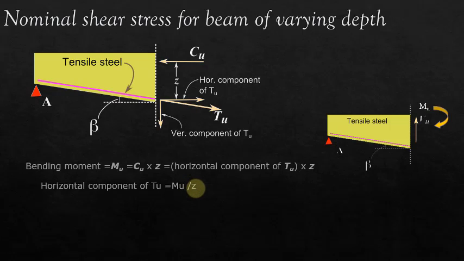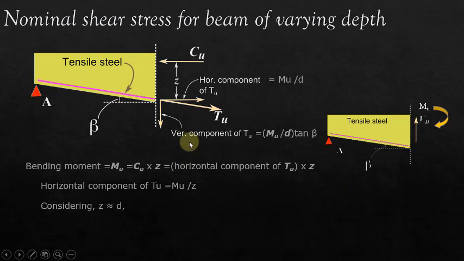Now this lever arm Z is measured as the distance between the ultimate compression force in concrete and the horizontal component of Tu. It can be approximately taken to be equal to D, that is the effective depth at this section. So the horizontal component of Tu will be Mu by D, and the vertical component of Tu will be Mu by D tan beta, which is acting downwards.